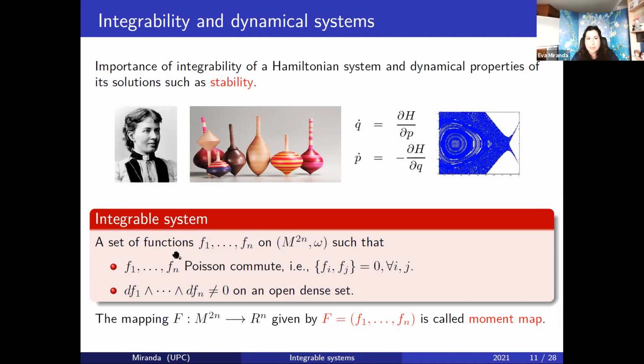The definition of integrable system is a set of functions. I copy more or less the definition of moment map in the toric case, but the difference is that I don't require that these functions satisfy this condition of collective, and the first Hamiltonian of the system. So I have functions on my manifold, and the only condition that I assume is that they Poisson commute. Here I'm using the Poisson bracket, and what is this Poisson bracket? This is just omega applied to the Hamiltonian vector fields of Fi and Fj.